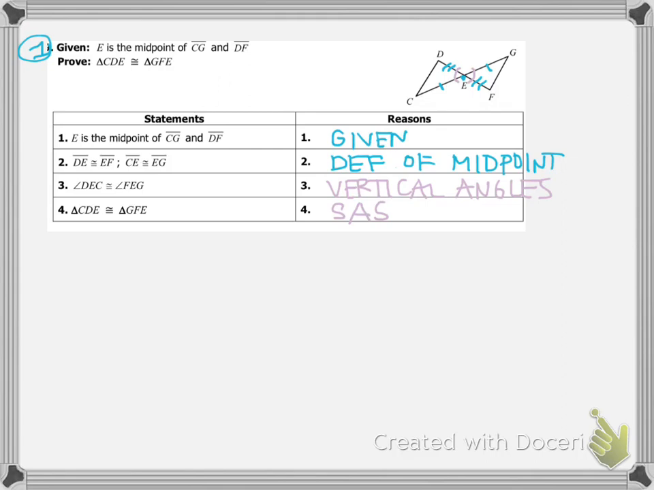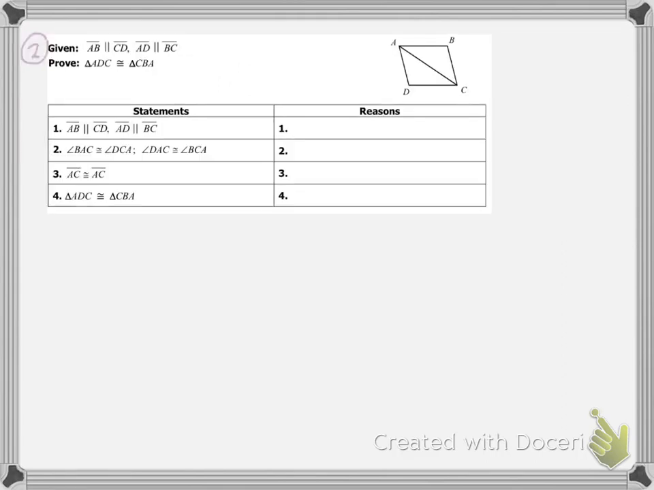Alright, let's do another one here. Given that AB is parallel to CD, so these two are parallel, and AD and BC are parallel. That would be given to us. Now that means that this angle, angle BAC, is going to be congruent to angle DCA by alternate interior angles.